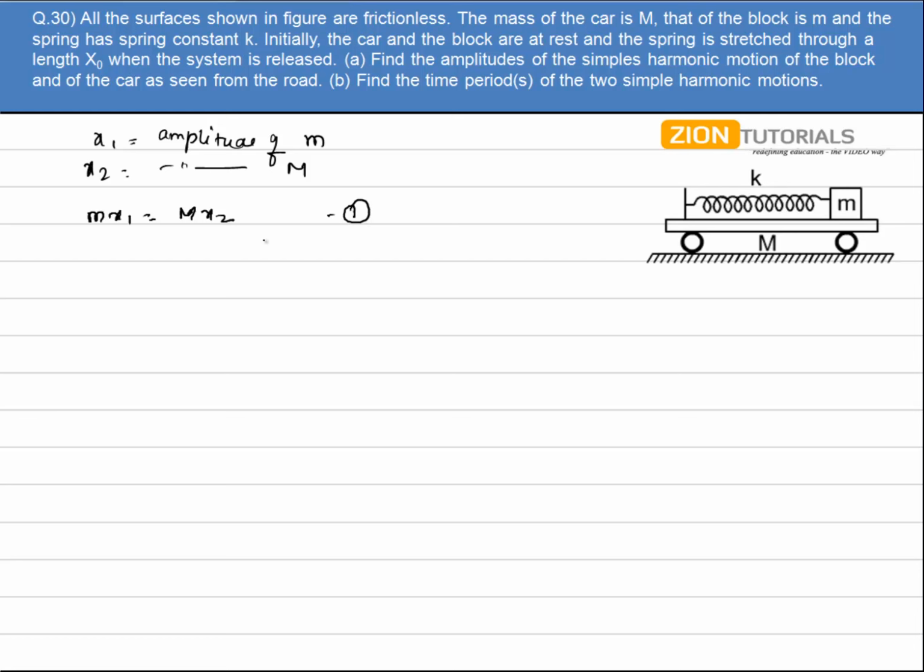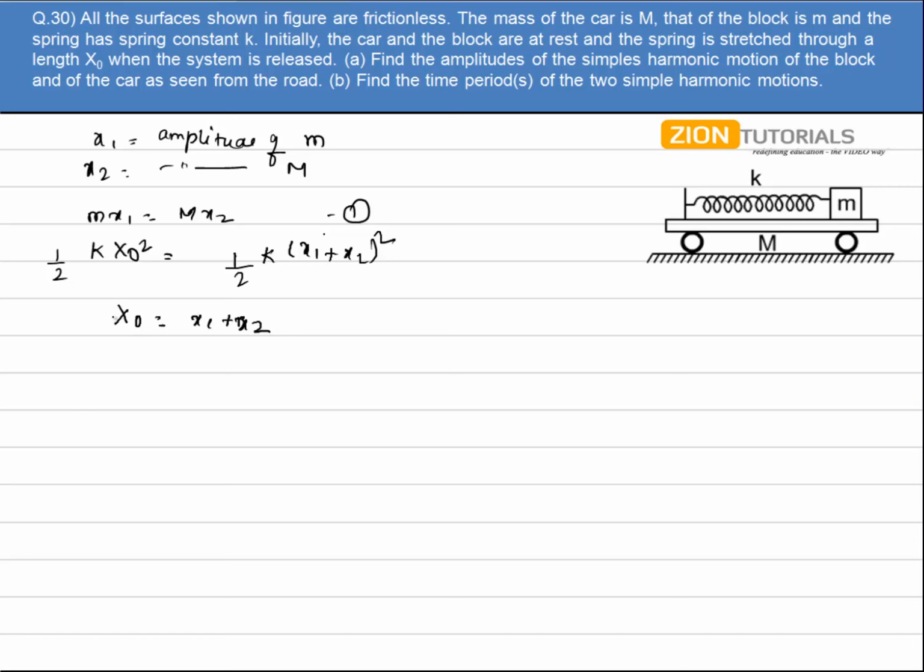The other equation is the energy conservation, that is, the spring is stretched by a distance of x0. Fine. Now this energy will be distributed among small m and capital M. Okay. So I can write half of k (x1 plus x2) whole square. So from this I get the value of x0 as x1 plus x2.